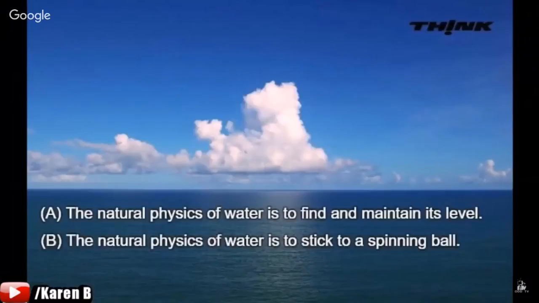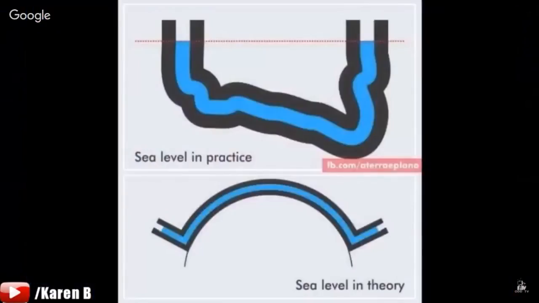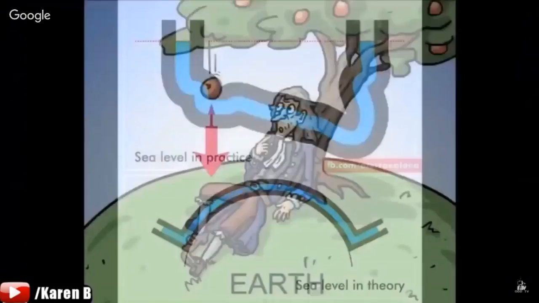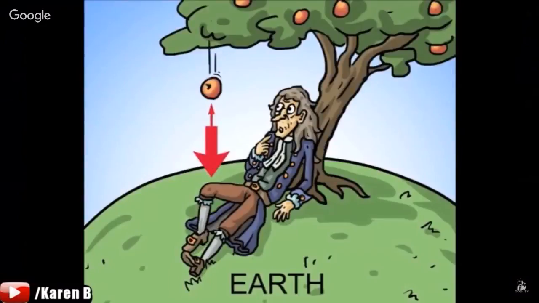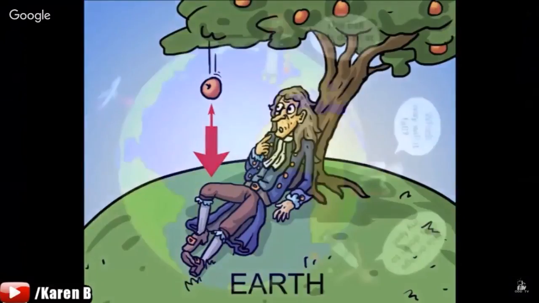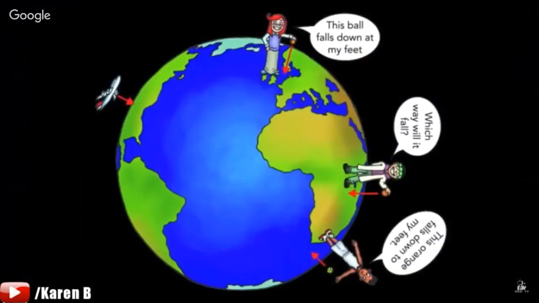Let's talk about water. The natural physics of water is to find and maintain its level, or the natural physics of water is to stick to a spinning ball. How does water behave in the real world? What do you see? Now, I know a lot of people like to say, well, gravity keeps the water stuck to the ball. And okay, let's talk about gravity. Gravity is the invisible force that keeps everything stuck to our spinning ball.